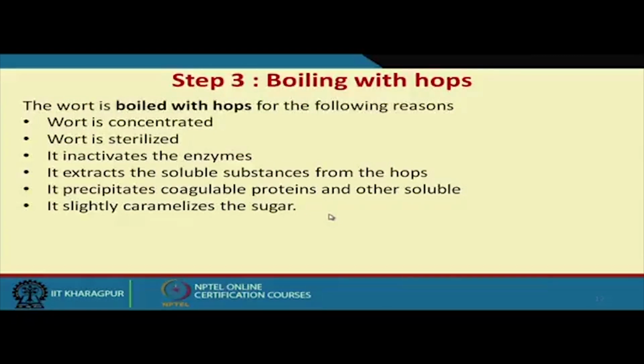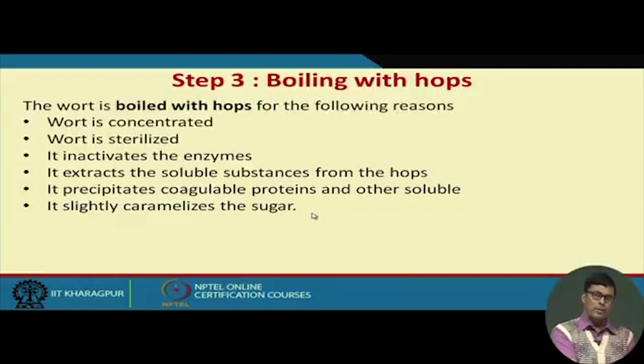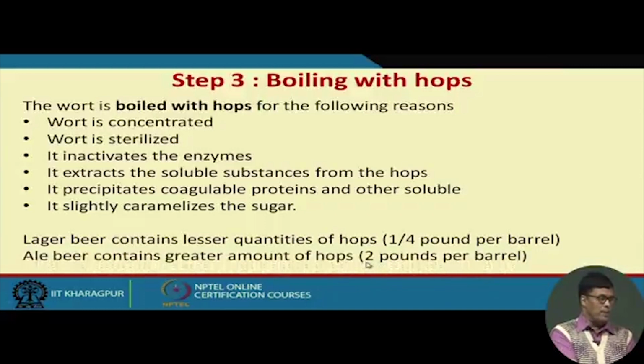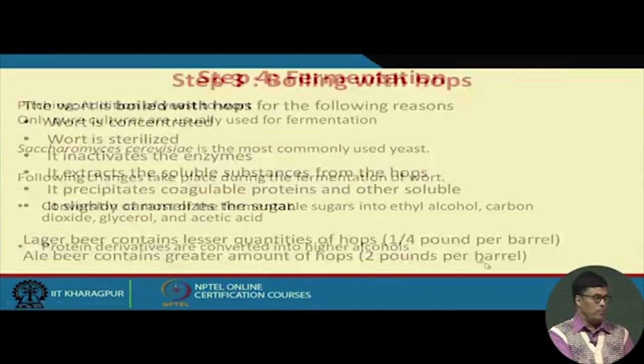When we heat the sugar, dehydration of the sugar takes place, and due to dehydration the color of the sugar changes to black. So slight caramelization means the black color development will take place. And then lager beer contains a lesser quantity of hops, about a quarter pound of hops per barrel, and in the case of ale beer it contains a higher amount of hops, about 2 pounds per barrel of beer formation.